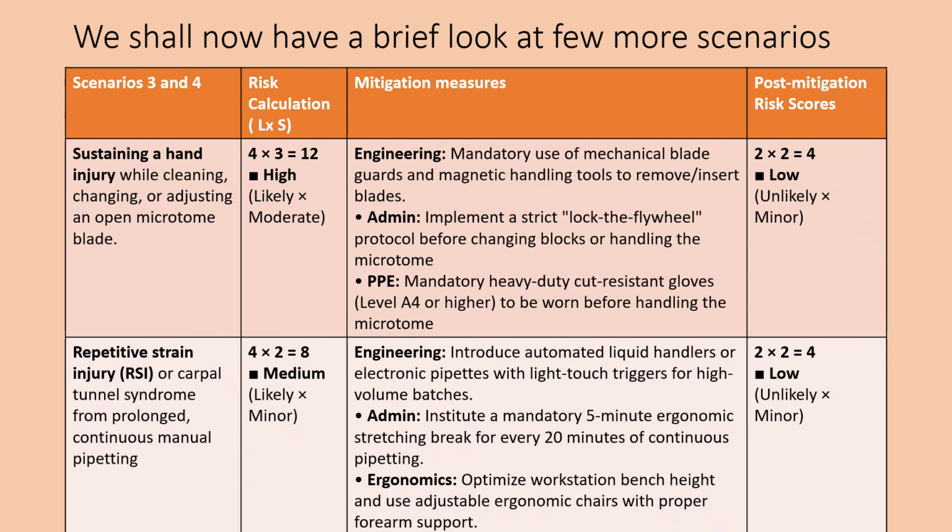Ergonomics: optimize workstation bench height and use adjustable ergonomic chairs with proper forearm support. With these mitigation measures, the risk declines. 2 multiplied by 2, now the risk is 4.